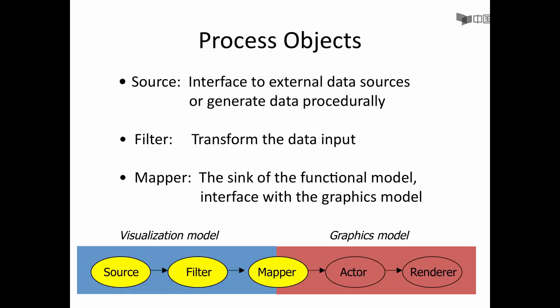But they are not quite graphics objects yet, meaning they may not be in a format that can be taken by graphics rendering libraries such as OpenGL. So we need a mapper object, which is a process that is a sink of the functional model and interfaces with the graphics model, which may need to convert the output from the filters to something that can be displayed.